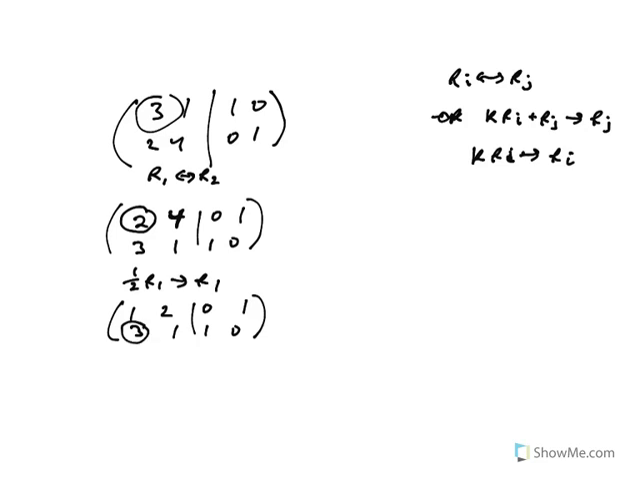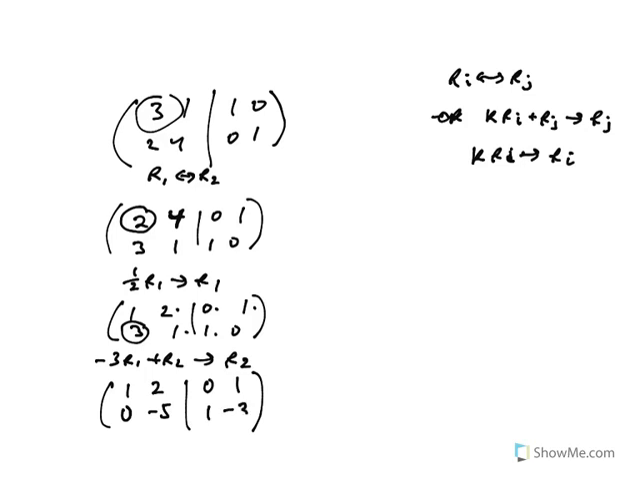Now to get that 3 to be 0, I do negative 3 row 1 plus row 2 goes into row 2. And we do that. The whole first row stays the same on both sides. But the second row, this becomes a 0. Negative 3 times 2 is negative 6 plus 1 is negative 5. Negative 3 times 0 is 0 plus 1 is 1. Negative 3 times 1 is negative 3 plus 0 is negative 3.